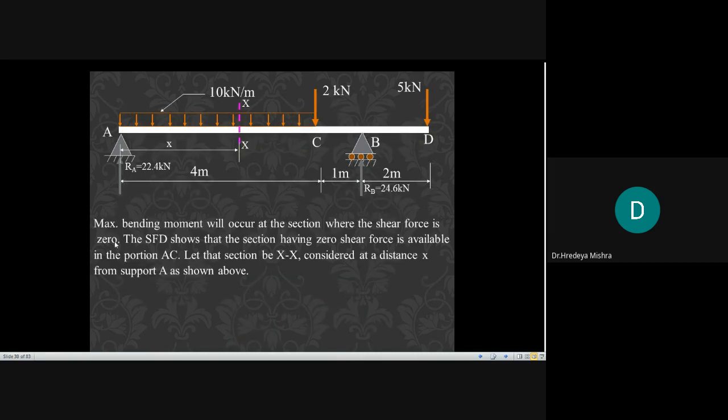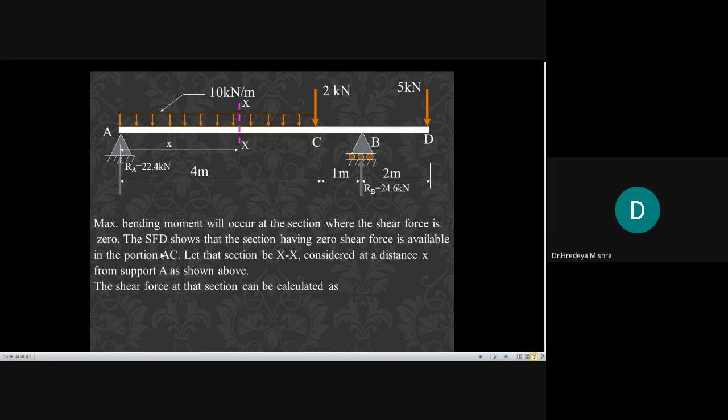Okay. Maximum bending moment will occur at the section where shear force is 0. The shear force diagram shows that the section having 0 shear force is available in the portion AC. So we have to calculate this x section, this x distance. Okay. How do we calculate? See here.